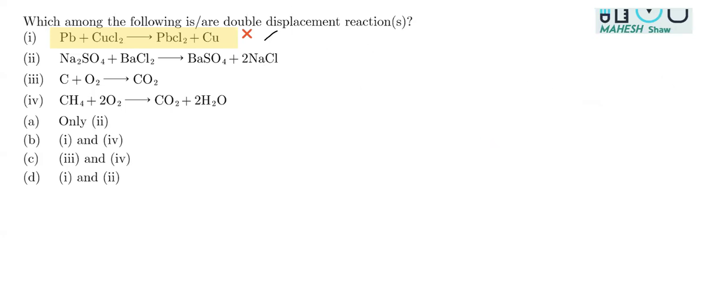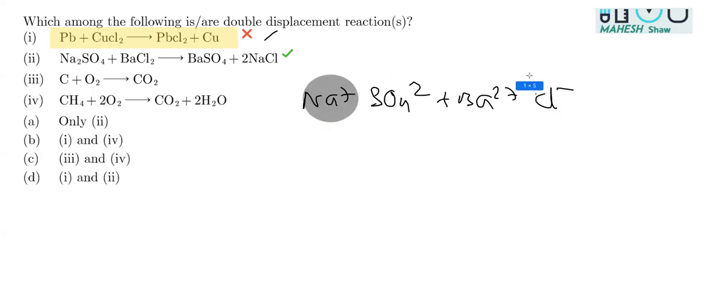So we can say that this is correct because you can observe that there is an exchange of ions. If I need to elaborate it further, I can also say that this is Na+ and SO4 2-, Na+ and SO4 2-, and this is Ba2+ and Cl-. Now there's an exchange of ions that takes place. That means Na+ will combine with Cl-, as it has to be positive and negative, and likewise, in BaSO4, the positive Ba2+ will combine with SO4 2-.